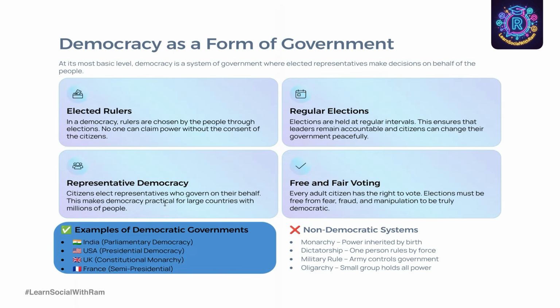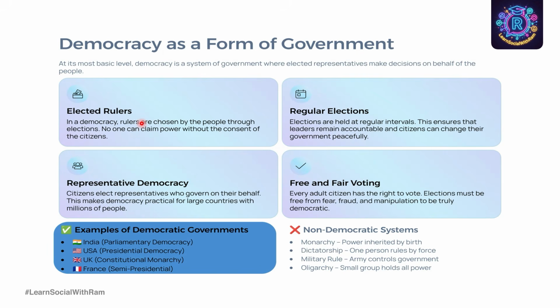We are starting with democracy as a form of government. At the basic level, democracy is a form of government. Here, the elected representatives make decisions on behalf of people. Step 1. First, citizens vote. Right? People vote in elections, they choose the leader. Step 2, what happens is the leaders form the government.